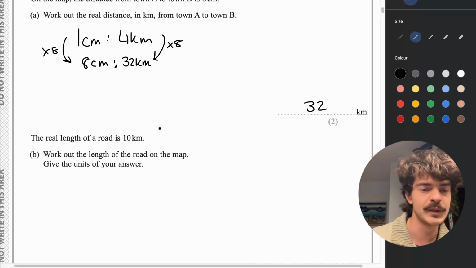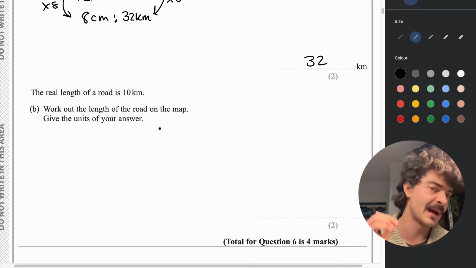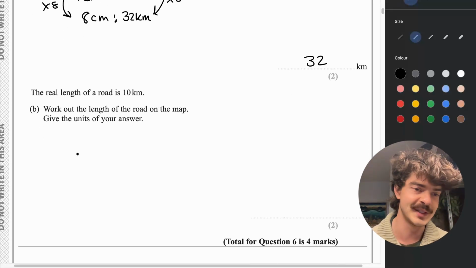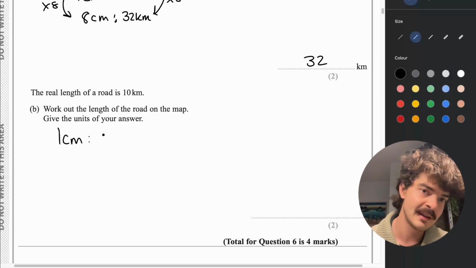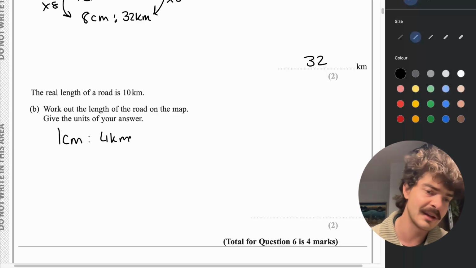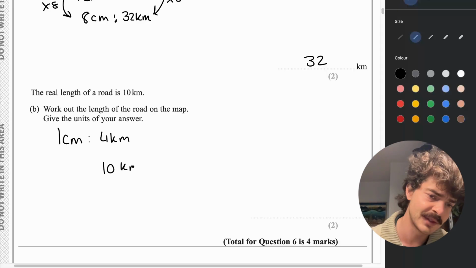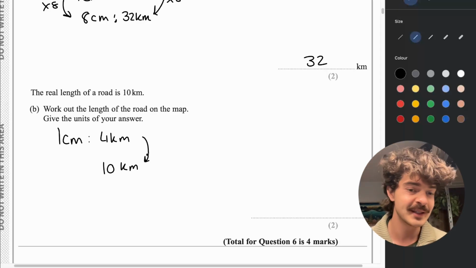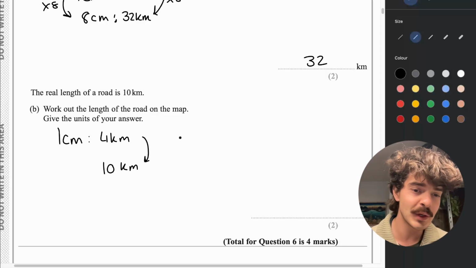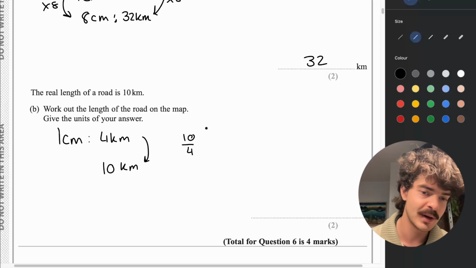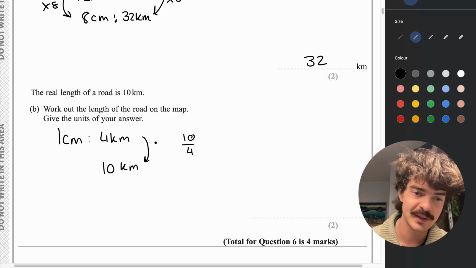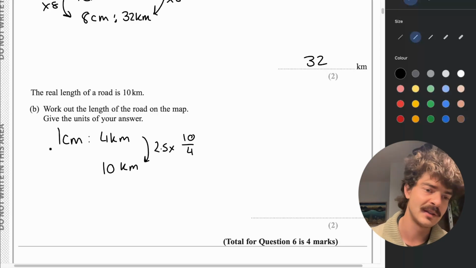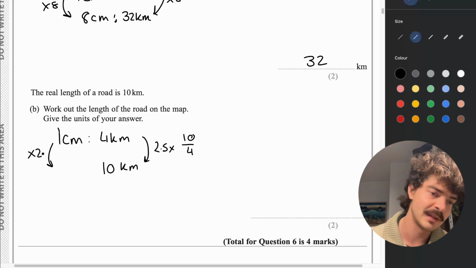The real length of a road is 10 kilometers. Work out the length on the map. Okay, fantastic. So if 1 centimeter is 4 kilometers, and it's saying we've got 10 kilometers, what have we multiplied to get from 4 to 10, right? Or in other words, what is 10 over 4, right? Almost going the other way. Well, this is 2.5 times. So 2.5 on this side would give you 2.5 centimeters.